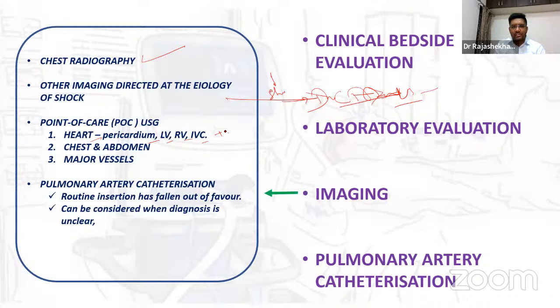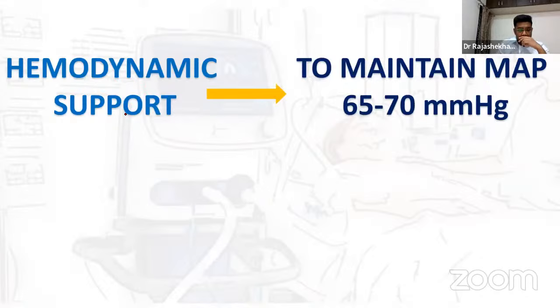So acute regurgitations need to be identified, along with the myocardial and pericardial abnormalities in a patient of cardiogenic shock. Then point of care USG, especially the FAST, the focused assessment sonography in trauma, needs to be done to assess the chest, abdomen and the major vessels to identify bleeding, or whether an abdominal aortic rupture is there or not, etc. The pulmonary artery catheterization, as I told you, has fallen out of favor. You can consider this in the due course of evaluation when the cause is not clear. So after identifying all this, your target is to maintain the mean arterial pressure at 65 to 70 mmHg.